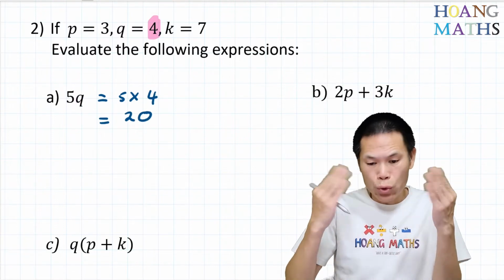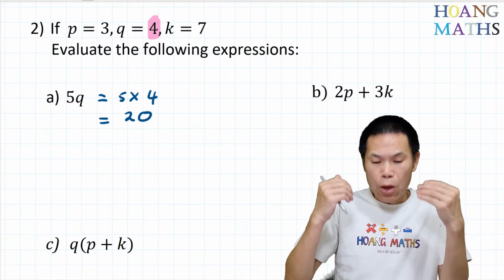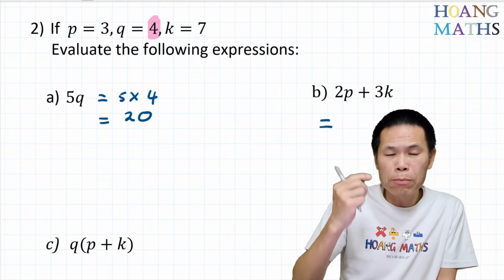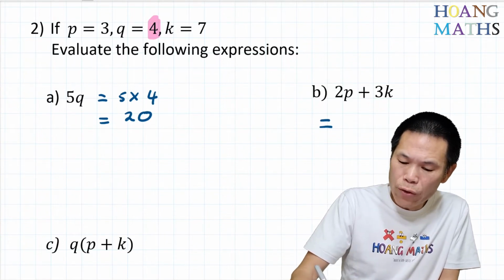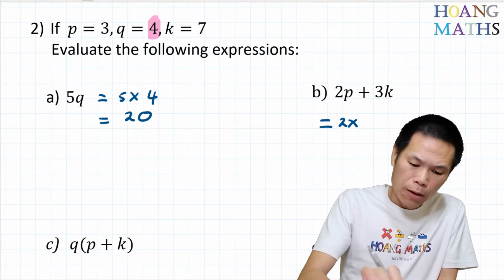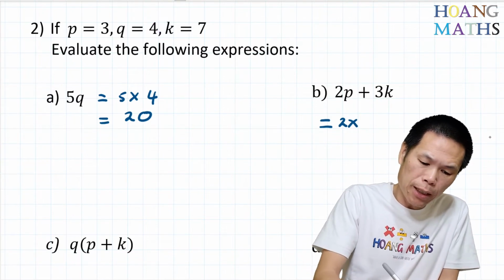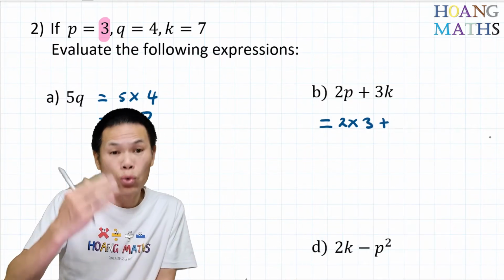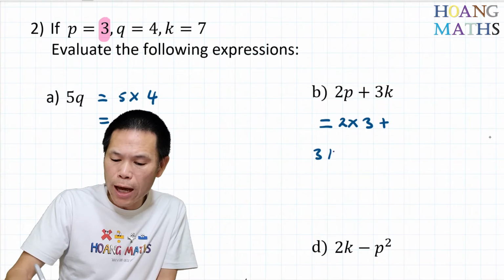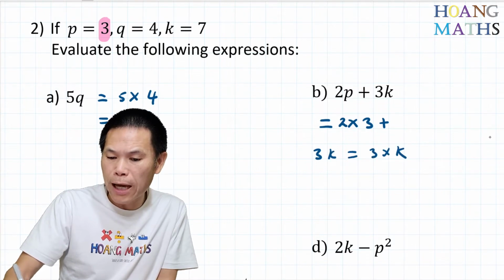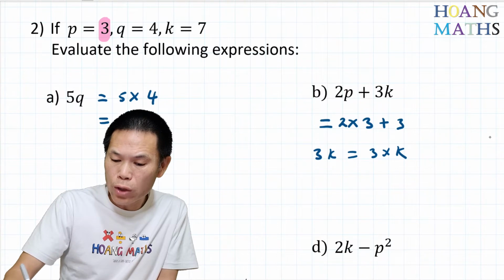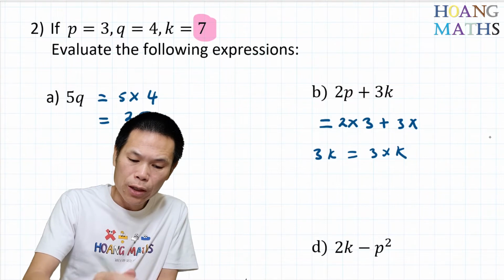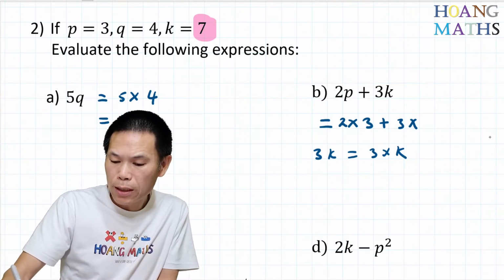Part B. We have 2 lots of p plus 3 lots of k. 2 lots of p, or 2p, means 2 times p. So we write 2 times p. But in this case, p is equal to 3, so we just go 2 times 3. And we add 3k. Don't forget 3k means 3 times k. In this case, k is equal to 7. So we just write 3 times 7.